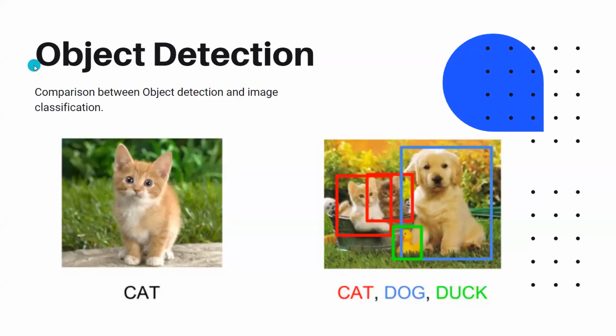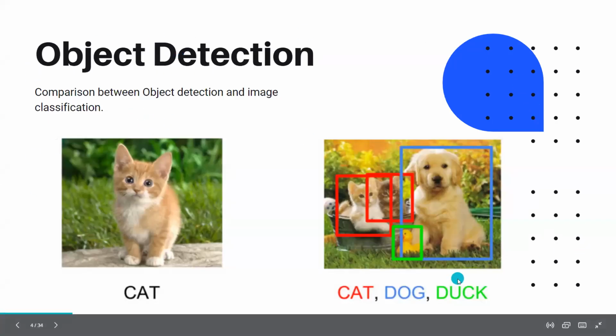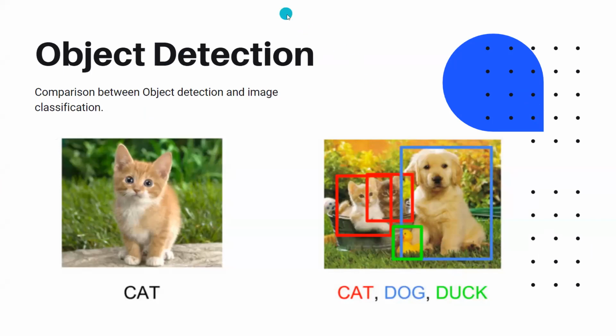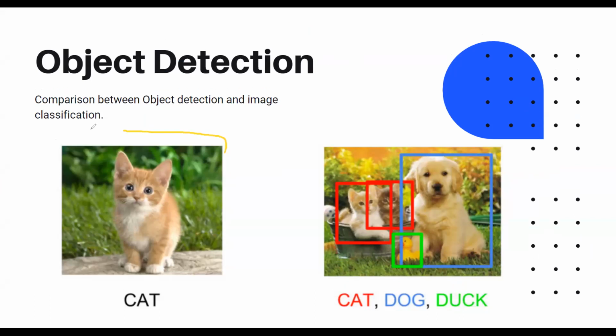So first, let's understand the difference between image classification and object detection. I'm sure you already are familiar with both. For image classification, the only thing we care about is the existence of this category or this class in the image. We don't really care where it is or what pixels exactly represent this class.